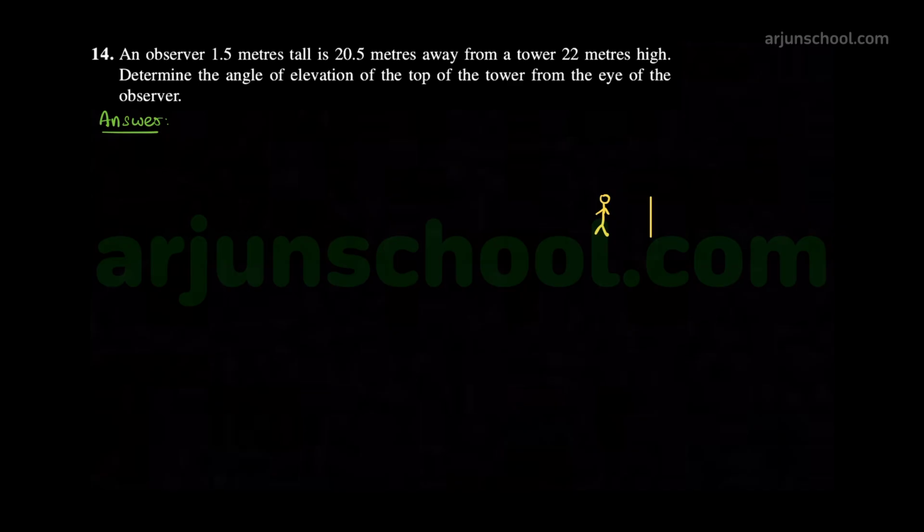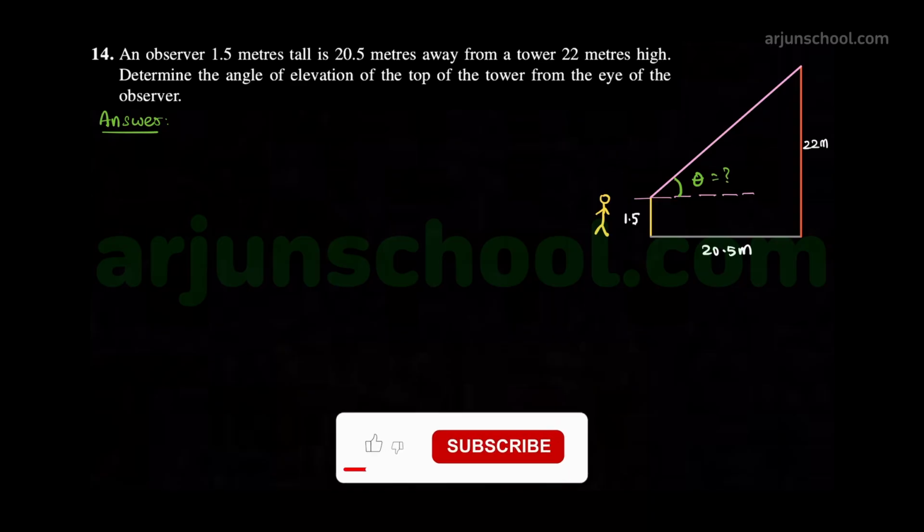We are given an observer 1.5 meters tall and is 20.5 meters away from the tower. Tower height is 22 meters. We need to find the angle of elevation theta, angle of elevation of the top of the tower from eye of the observer. Now let us write the given values.